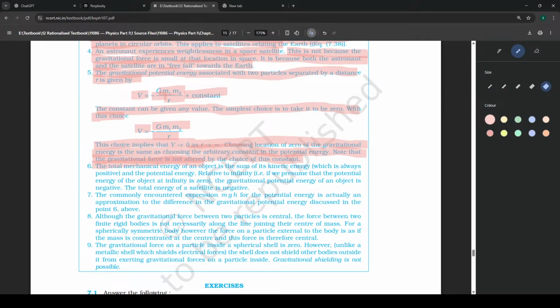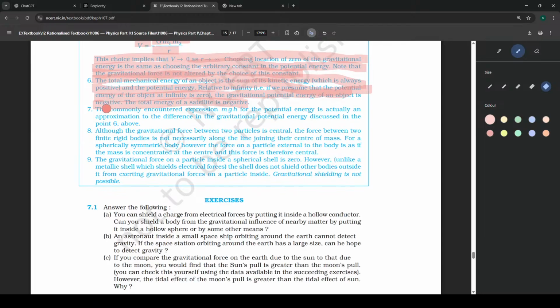The total mechanical energy of an object is the sum of its kinetic energy, which is always positive, and the potential energy relative to infinity. We presume that the potential energy of an object at infinity is 0. The gravitational potential energy of an object is negative. The total energy of a satellite is negative, otherwise it will escape to infinity. The commonly encountered expression mgh for the potential energy is actually an approximation to the difference in gravitational potential energy discussed in point 6.